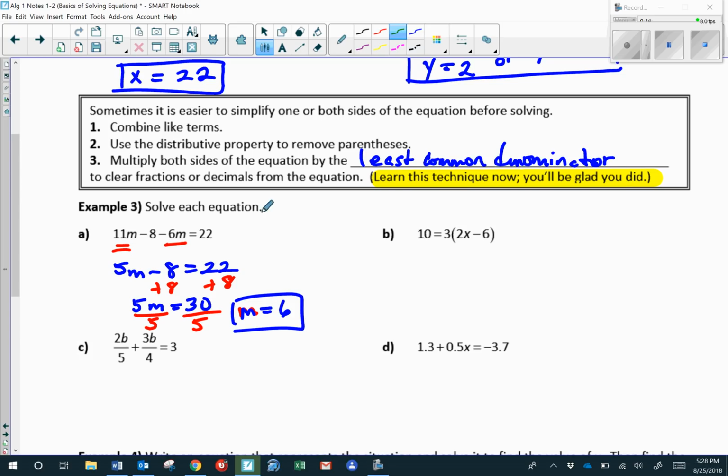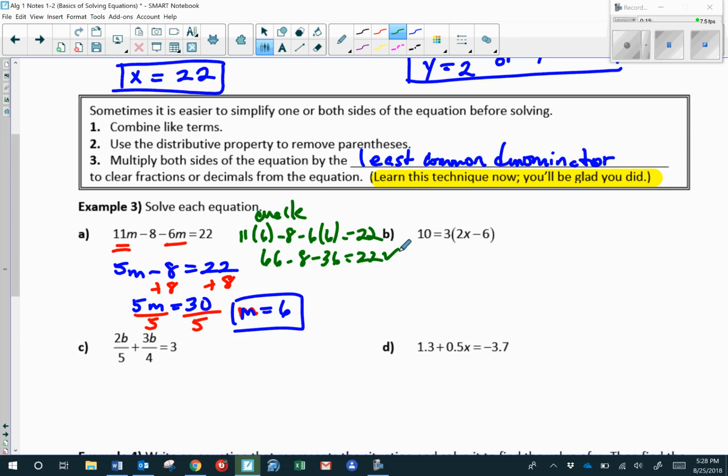So we can check that in the original equation. 11 times 6 minus 8 minus 6 times 6 hopefully is 22. That's going to give me 66 minus 8 minus 36 is 22. Let's see, 66 minus 36 is 30. 30 minus 8 is 22. Looks like our solution checks.